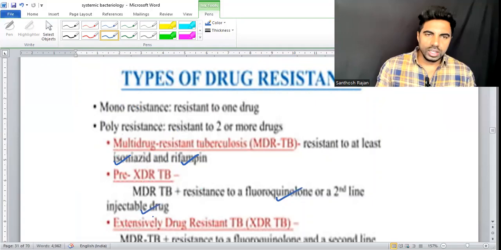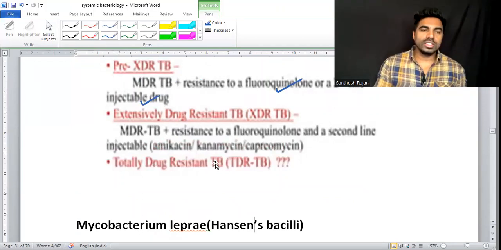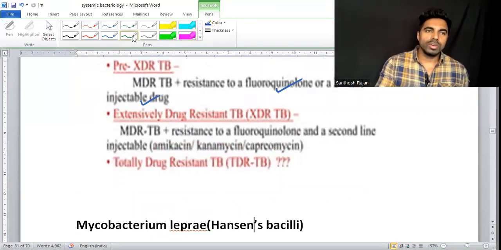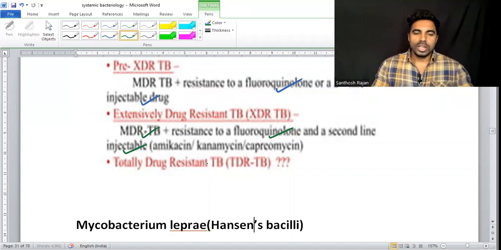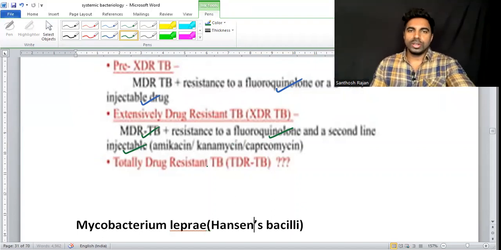And what about XDR? In XDR, extensively drug resistance. So apart from your multi-drug resistant TB, resistant to fluoroquinolones, and also one of the injectables, second line injectables. Okay, that's important. Then these are the important things that you're going to learn in the drug resistance. Okay, it will be detailed in more pharmacology, but right now you just have to remember this.